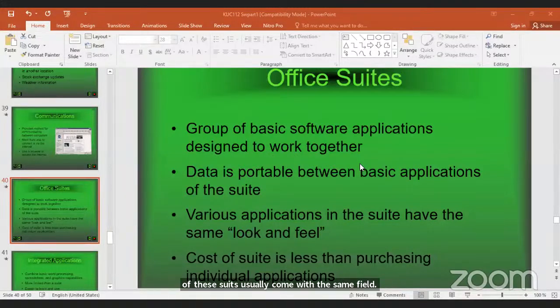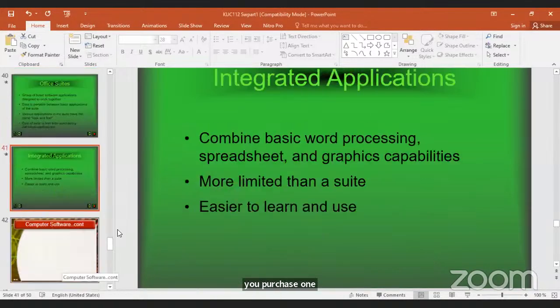So it's better to purchase software that comes as a package because it is cheaper compared to purchasing each application one at a time. So these Office suites are usually integrated.